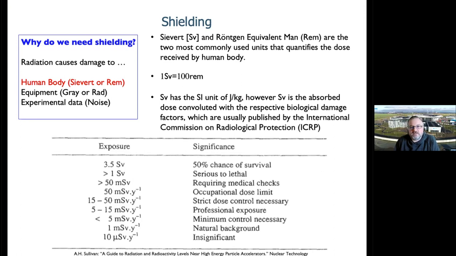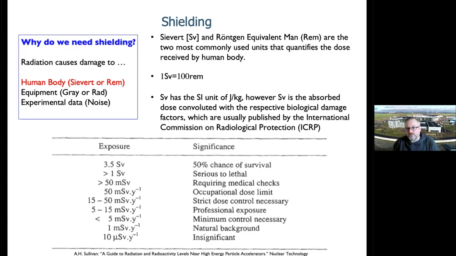We use the sievert as the measure of dose of radiation received by the human body. This has the units of joules per kilogram. However, it's not a pure energy deposition. There are biological damage factors, which are published by the International Commission on Radiological Protection, based upon studies and evidence from people who've been exposed to radiation, as to what effects different types and energies of radiation have on different parts of the body. And so you take the energy deposition and you modify it by this dose factor.